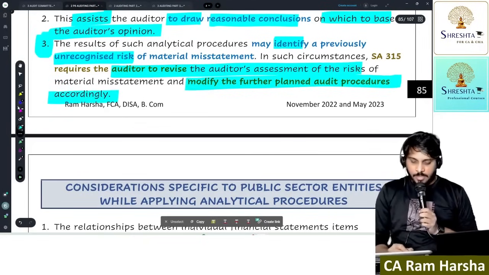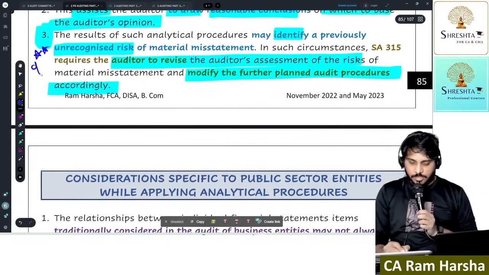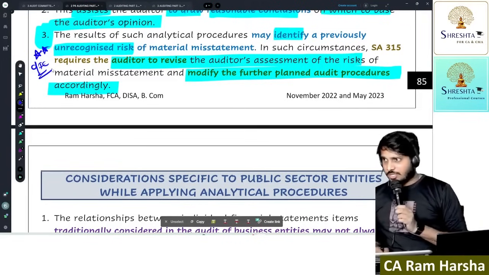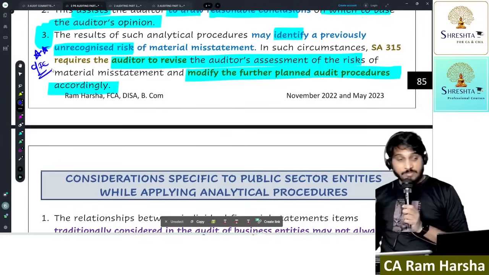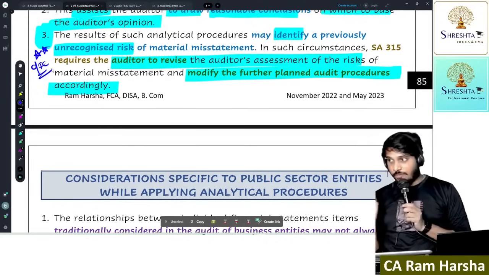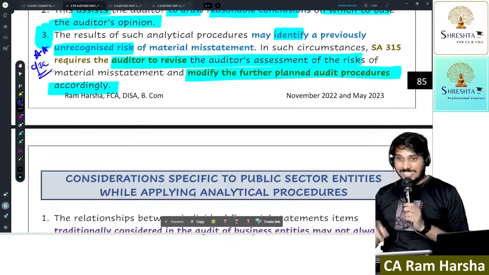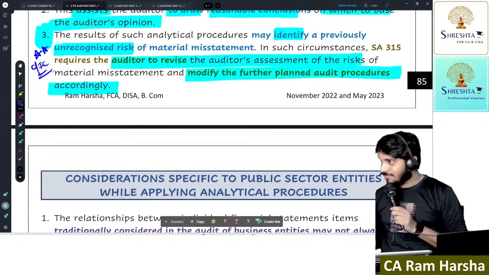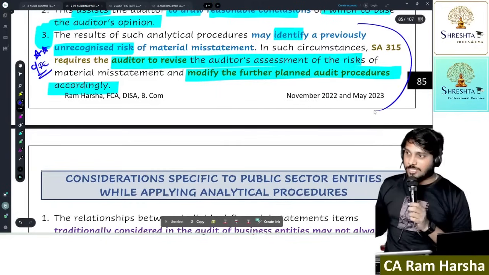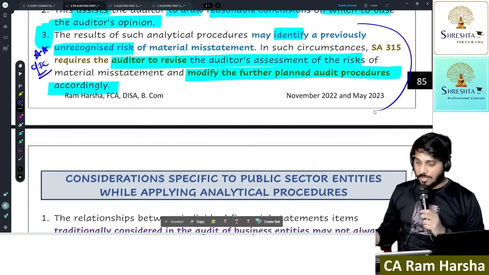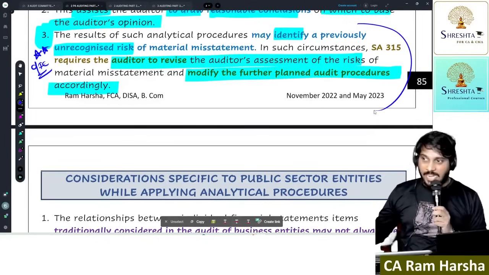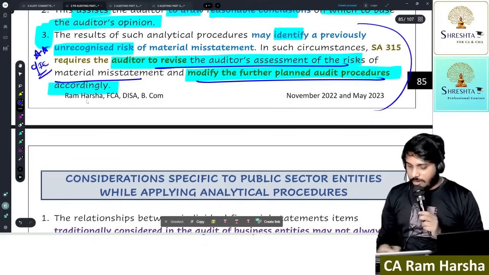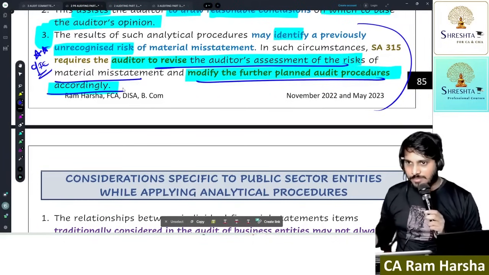This can be asked as a true or false statement. This can be asked as a correct or incorrect statement. When the auditor has performed analytical procedure, the auditor may come across previously unidentified or unrecognized risk of MMS. Even though, the auditor need not revise his further audit procedure or risk assessment procedure. Incorrect. As per SA 520 analytical procedure, because of the result of analytical procedure, if the auditor is aware of previously unidentified risk of MMS, the auditor shall revise the assessment of risk and modify further audit procedures accordingly. Understood or not?